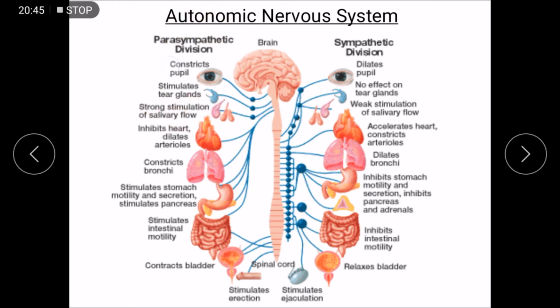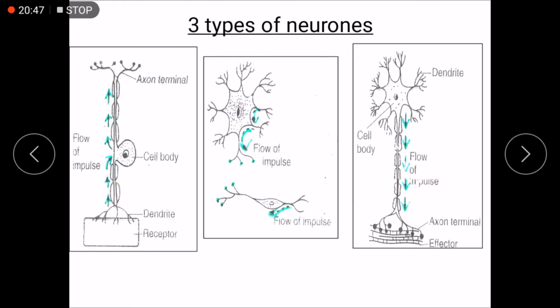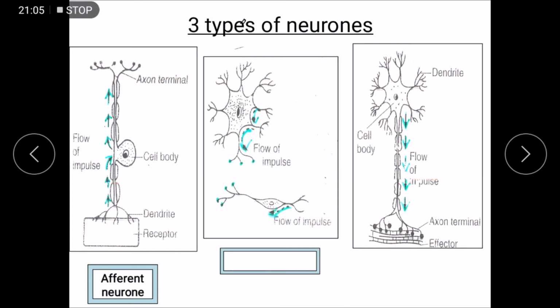Okay, now the neuron. So we have 3 types of neuron, as in the explanation we have seen just now. You must know the names of the parts. So there are 3 types: afferent neuron, then interneuron, then efferent neuron. So how to differentiate? You must know the difference.